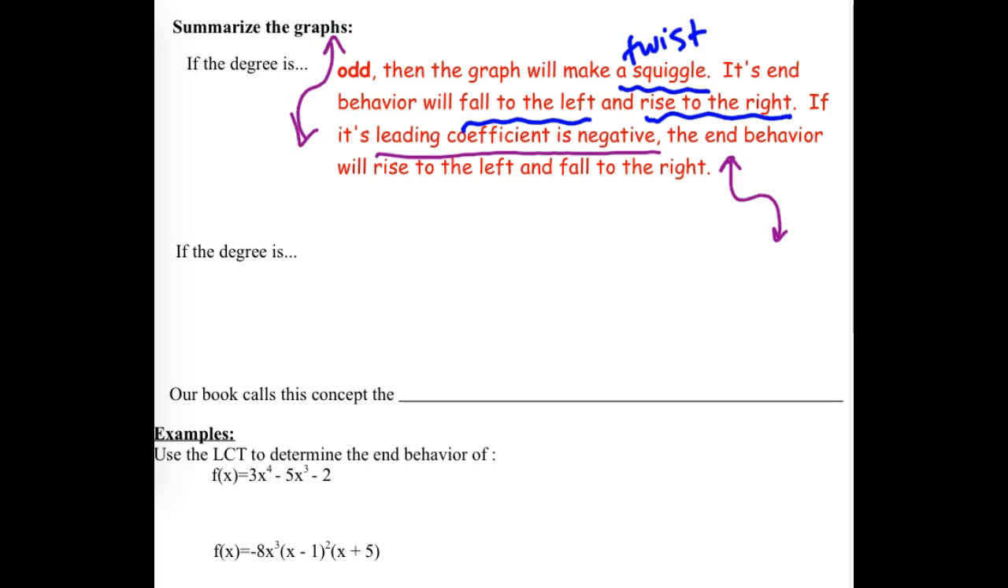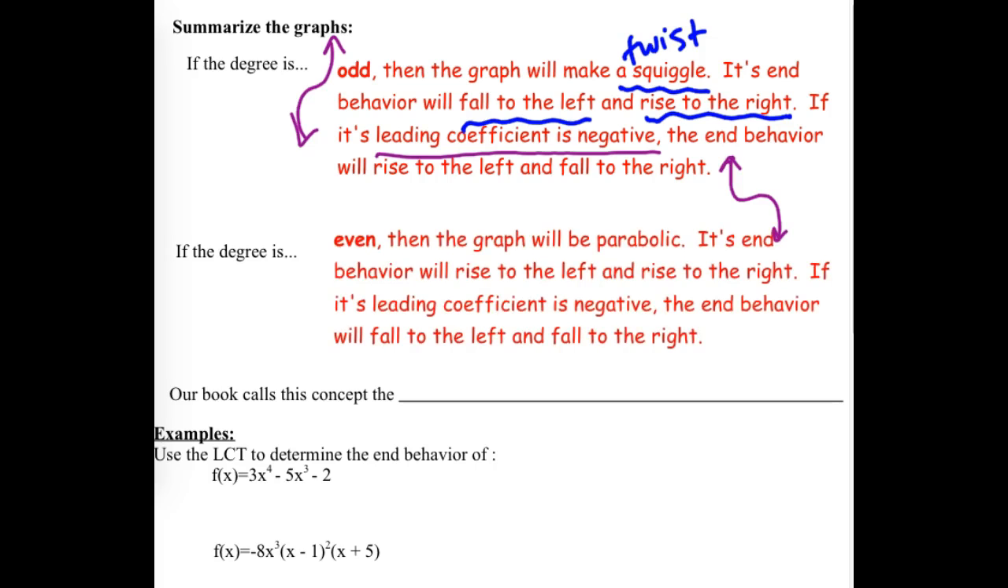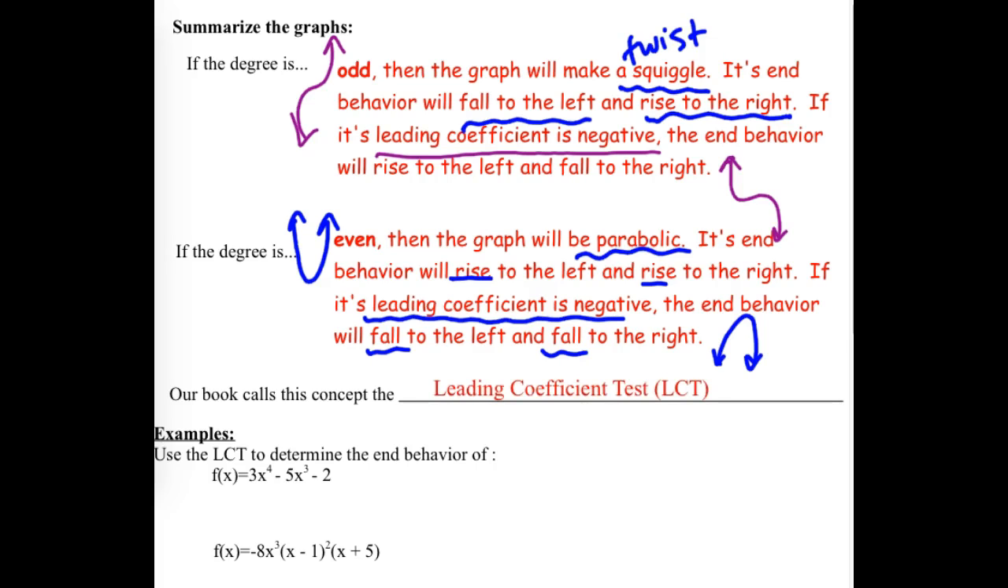Okay? If our degree is even, then it's going to look like a parabola shape. Okay? Its end behavior is either going to rise left and right, or it's going to fall left and right. And that totally depends on what kind of leading coefficient you have. All right, so positive, it's going to be like this. It's going to rise on both sides. And negative, it's going to fall on both sides. It's going down. Our book refers to this as the leading coefficient test.